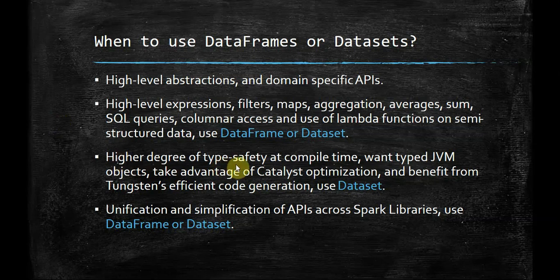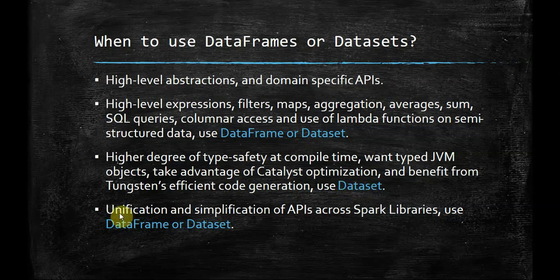Next is the higher degree of type safety. When you need type safety at compile time, and you want typed JVM objects, and you also want to take advantage of Catalyst optimization and the benefit of Tungsten, you are supposed to use the dataset, because datasets are the latest APIs and give you the best of both worlds of RDD and data frame. So when you need the best, you are supposed to use the best, and that's the dataset.